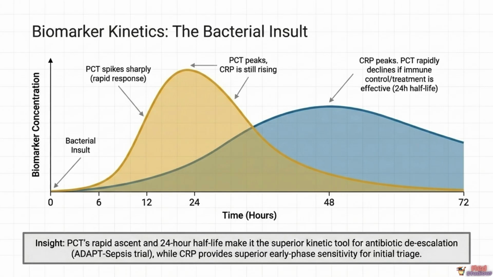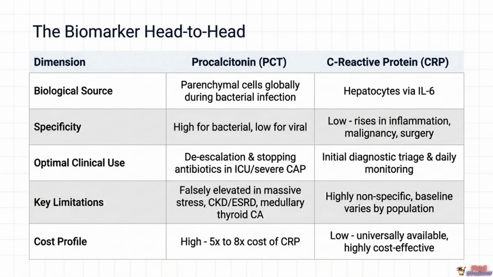Here is the critical clinical insight. PCT's rapid rise and short 24-hour half-life make it the superior tool for antibiotic de-escalation, a principle validated in the landmark ADAPT sepsis trial. CRP's slower, more sustained elevation makes it the preferred early-phase sensitivity tool for initial triage. Think of PCT as the speedboat and CRP as the tanker, both useful, but at different moments in the infection timeline. Let us now compare procalcitonin and C-reactive protein across 5 critical clinical dimensions.